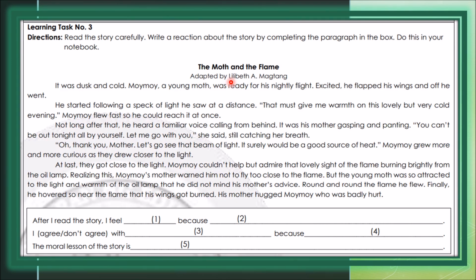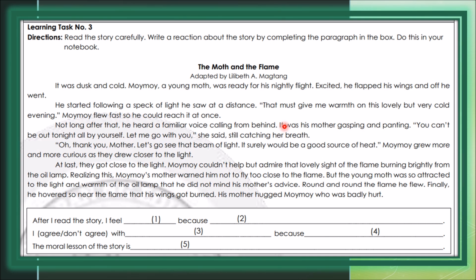It was dusk and cold. Moy Moy, a young moth, was ready for his nightly flight. Excited, he flapped his wings, and off he went. He started following a speck of light he saw at the distance. That must give me warmth on this lovely but very cold evening. Moy Moy flew fast so he could reach it at once. Not long after that, he heard a familiar voice calling from behind. It was his mother, gasping and panting.